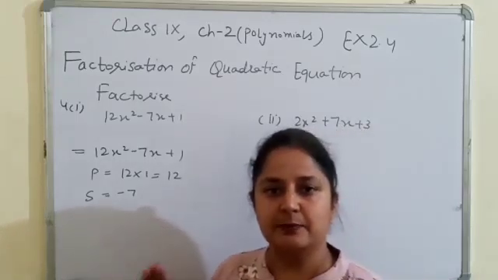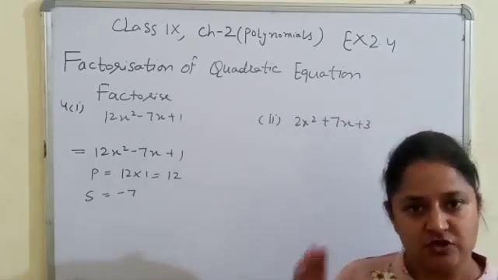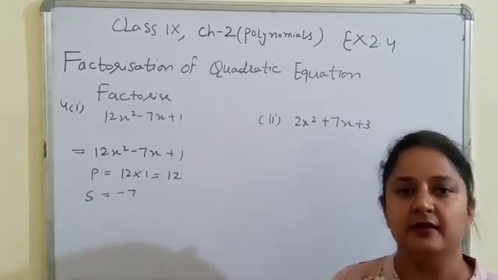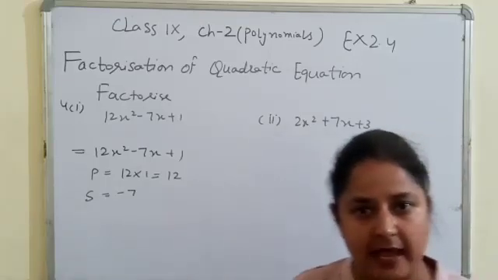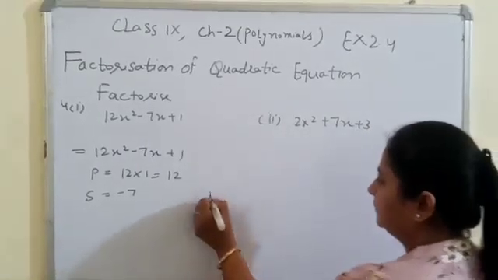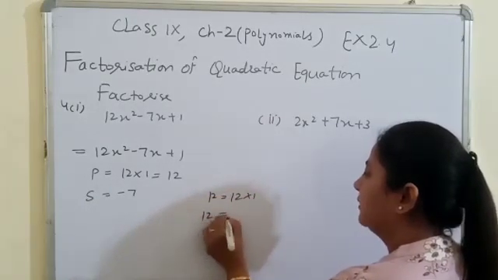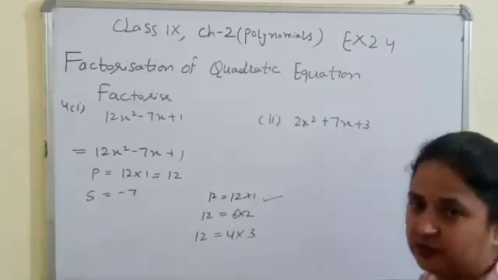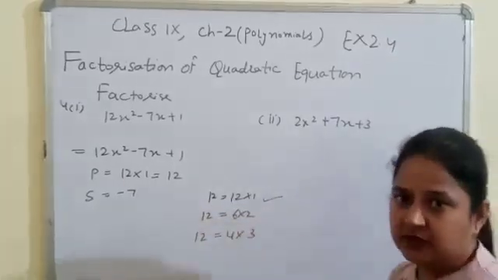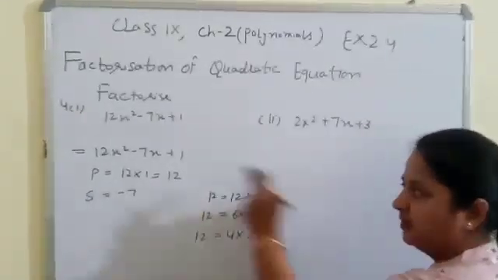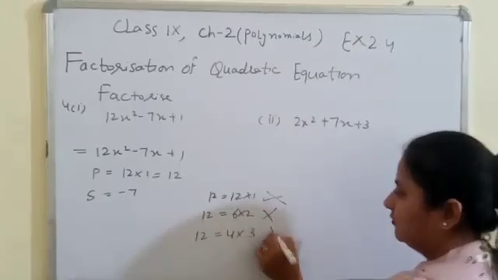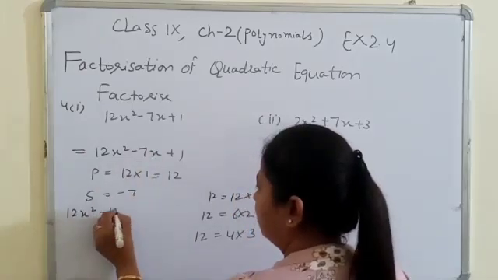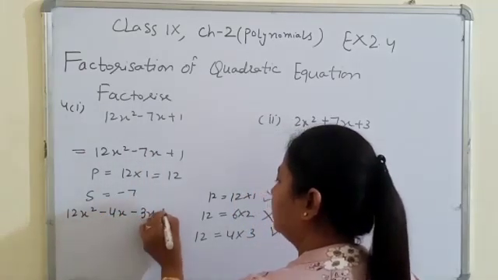Here the condition is that product should be positive and sum should be negative. So when we split 12 into two factors, we have to take both factors with negative signs. The factors of 12 are 12 and 1, 6 and 2, 4 and 3. Minus 12 minus 1, it is minus 13. Minus 6 minus 2, it is minus 8. Minus 4 minus 3, it's minus 7. So we will select the third one. 12x square, in place of 7x we can write minus 4x minus 3x plus 1.